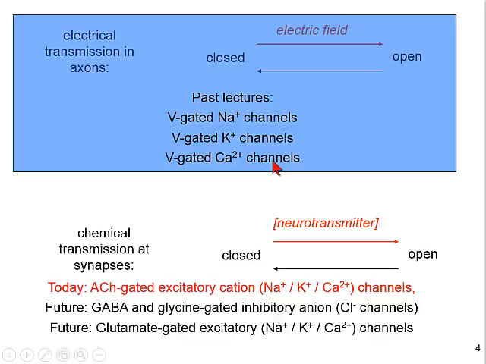Now, the other great class of ion channels are those gated by chemicals rather than by electricity. And the best example, though, as we'll see, not the only example, are channels gated by neurotransmitters. They go from closed to open as well. Today, we are going to do a specific case of transmitter-operated channels, the acetylcholine-gated excitatory channel. So ACh is acetylcholine.